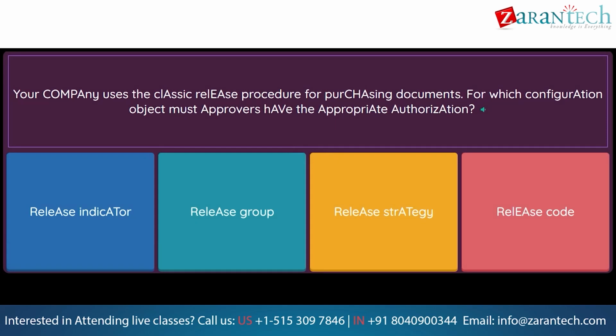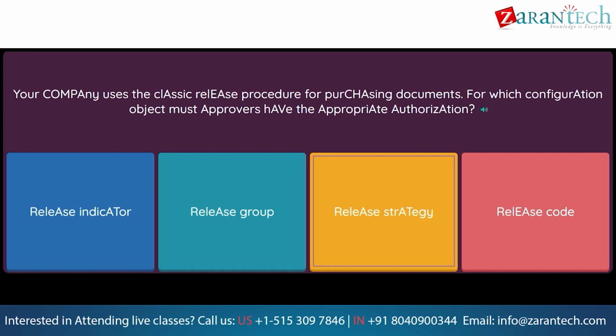Question: your company uses the classic release procedure for purchasing documents. For which configuration object must approvers have the appropriate authorization? Option 1 Release indicator. Option 2 Release group. Option 3 Release strategy. Option 4 Release code.